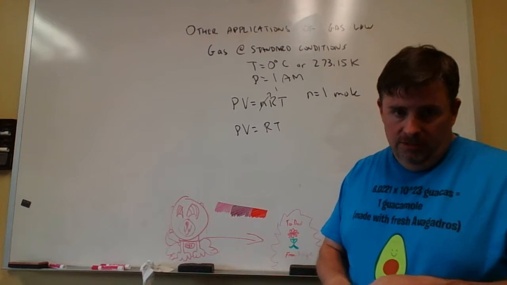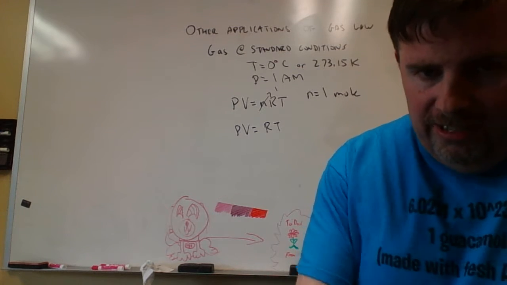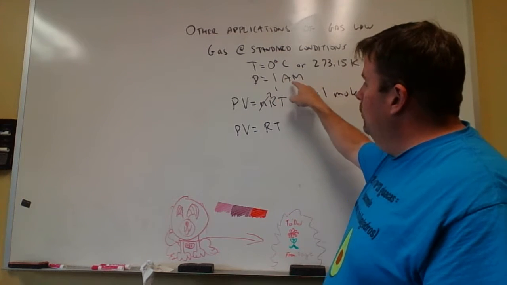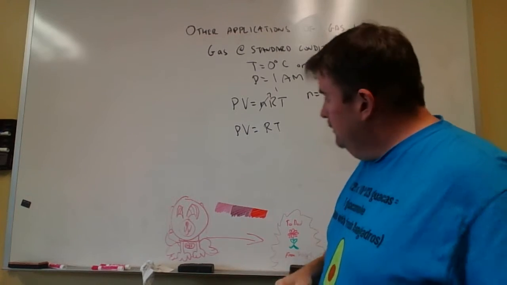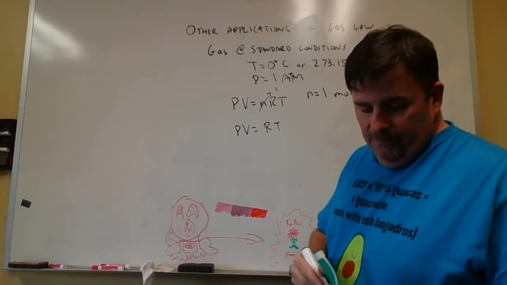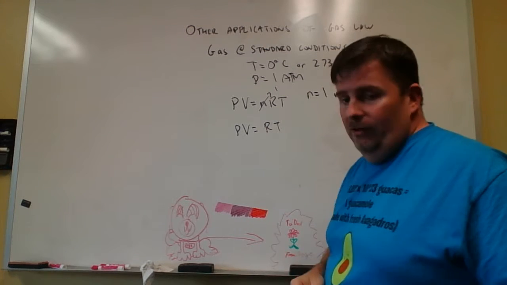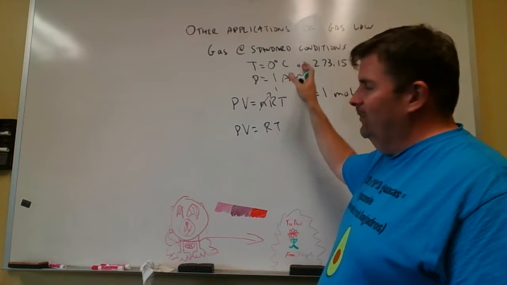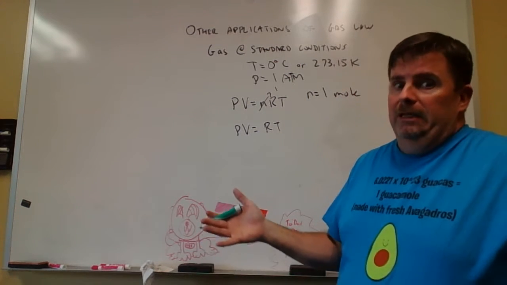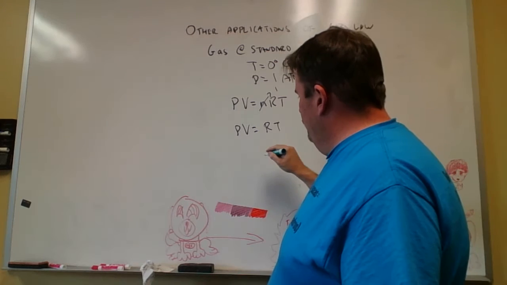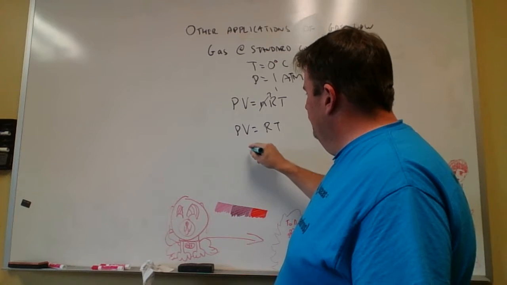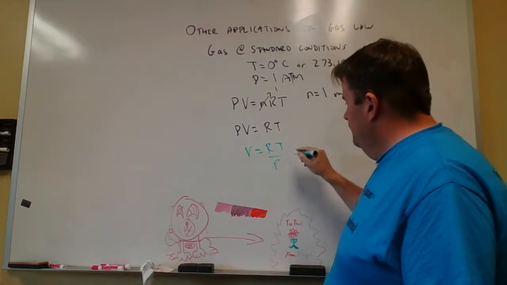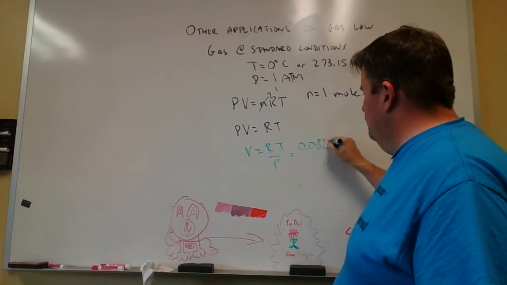What this means is that at standard conditions, my standard conditions are 1 atmosphere and 273.15 Kelvin. Okay, so P is equal to 1 atmosphere, and I don't want to multiply it by 0, because if I multiply it by 0, everything becomes 0, and that's a problem. So I'll rearrange this so I get volume. So volume now is equal to RT over P. Okay, so now I get 0.08206.